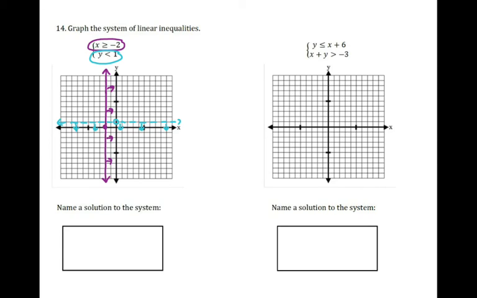So your final shaded region is going to be where your two arrows are pointing towards each other. So it's your overlap for your shaded areas. That is going to be this portion of the graph down here. And name a solution to the system. You can name any point that is either on the solid line or in the shaded area. I am going to go with the point (5, -5). That point is right here in my shaded area.